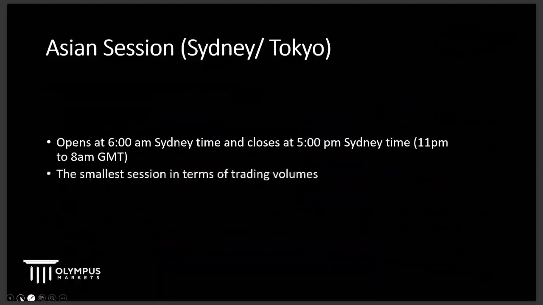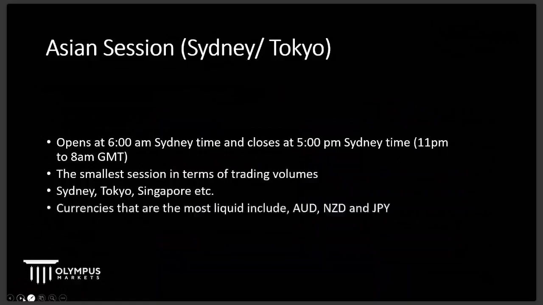It's a smaller session in terms of trading volumes, and it really involves cities like Sydney, Tokyo, and Singapore because, of course, they're wide awake. The currencies that are most liquid during this session, even though, like I say, the euro, the pound, and other currency pairs are still traded because they're available, tend to be the countries which are awake. So the Aussie dollar, New Zealand dollar, Japanese yen, because Australia, New Zealand, and Japan are all trading.